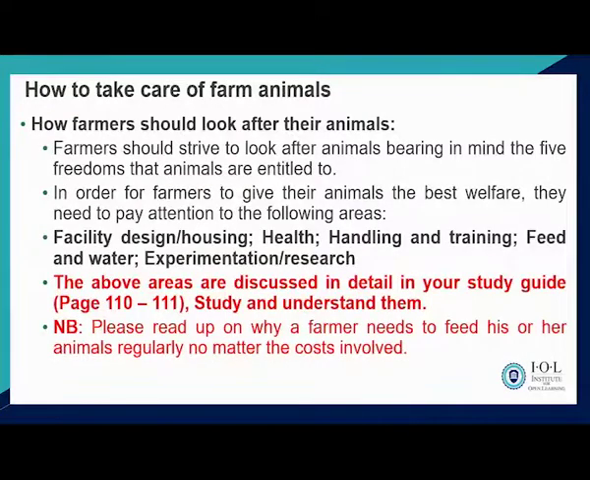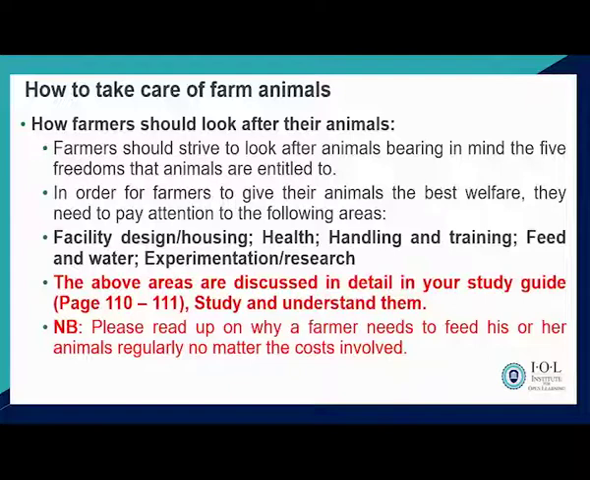So how should you, if you are a farmer, look after your animals? As a farmer, you should try to look after animals bearing in mind the 5 freedoms that animals are entitled to. These are outlined in your study guide on pages 110 to 111. In order for farmers to give their animals the best welfare, they need to pay attention to the following areas.